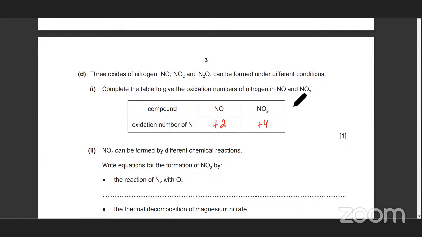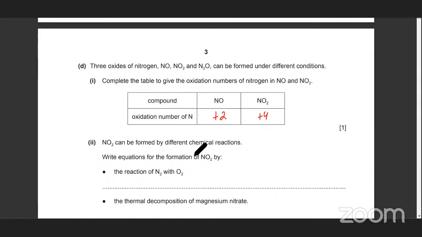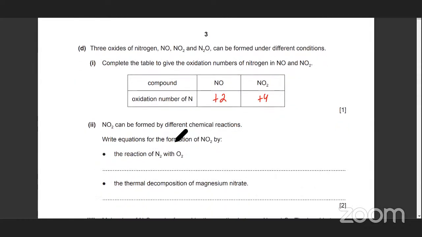Next, NO2 can be formed by different chemical reactions. Write equations for the formation of NO2 by the reaction of N2 with O2. So N2 plus O2 forms NO2, and there's going to be 2 N2 and O2.